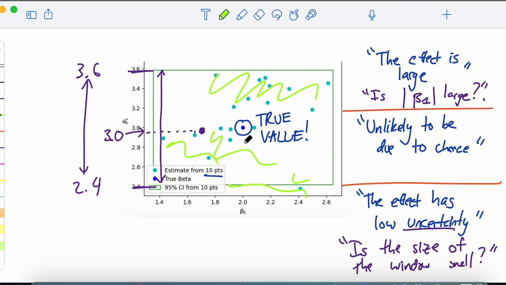Anyone else have ideas? The observed beta. Yeah, so the observed beta is the purple dot, right? So there's something about the purple dot.